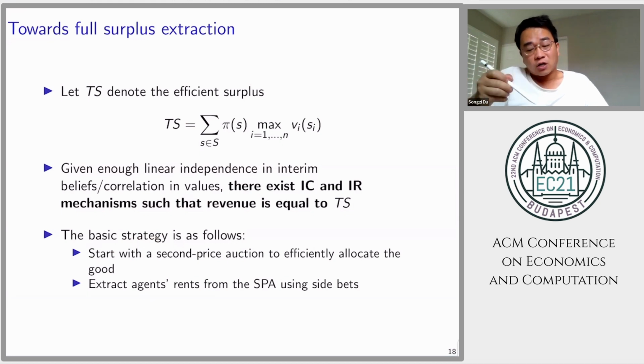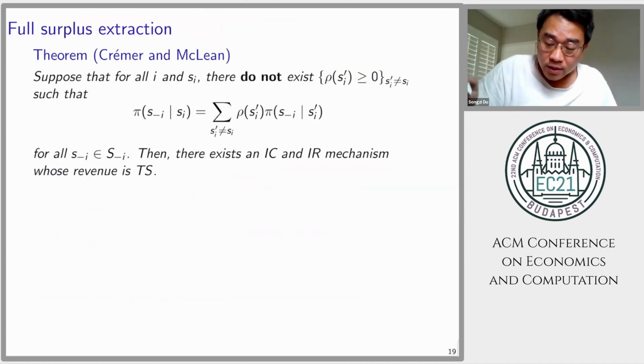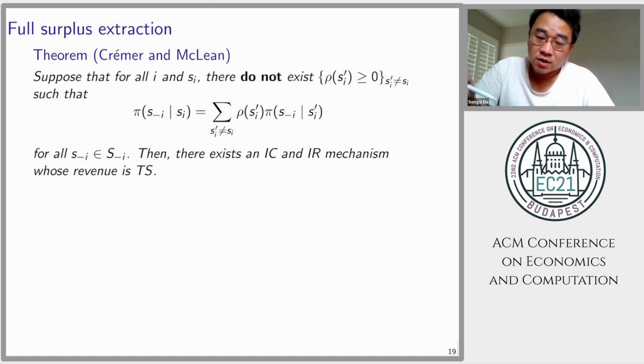First of all, we start with an auction mechanism which is ex-post efficient, which allocates the good efficiently. If we just use, for example, a second price auction, the bidders will have information rent, so they will have a positive expected payoff. And then we can extract those positive expected payoffs with side bets by leveraging the correlation in their beliefs. Here is the detail of how we can achieve full surplus extraction through side bets.